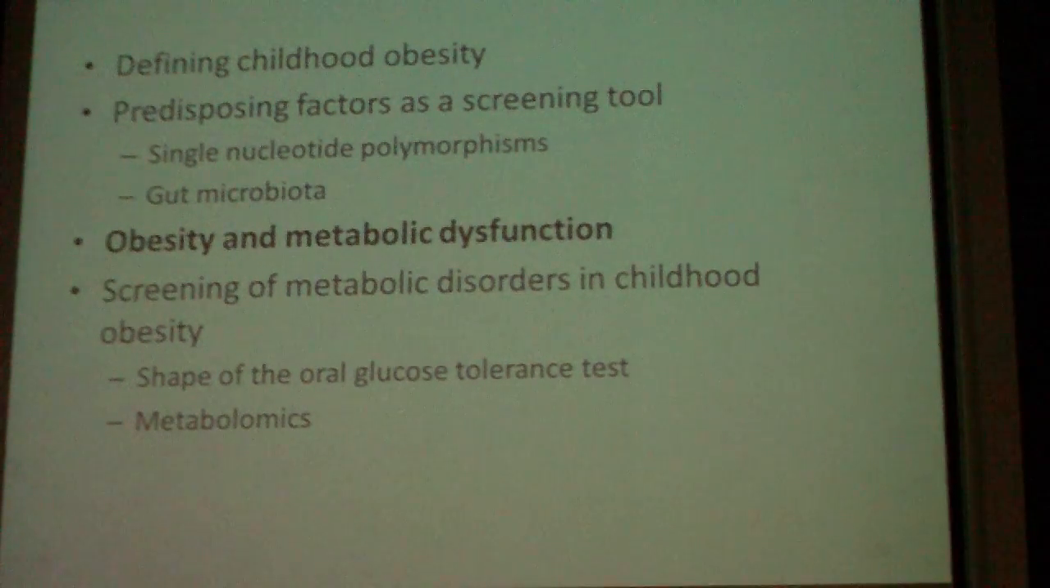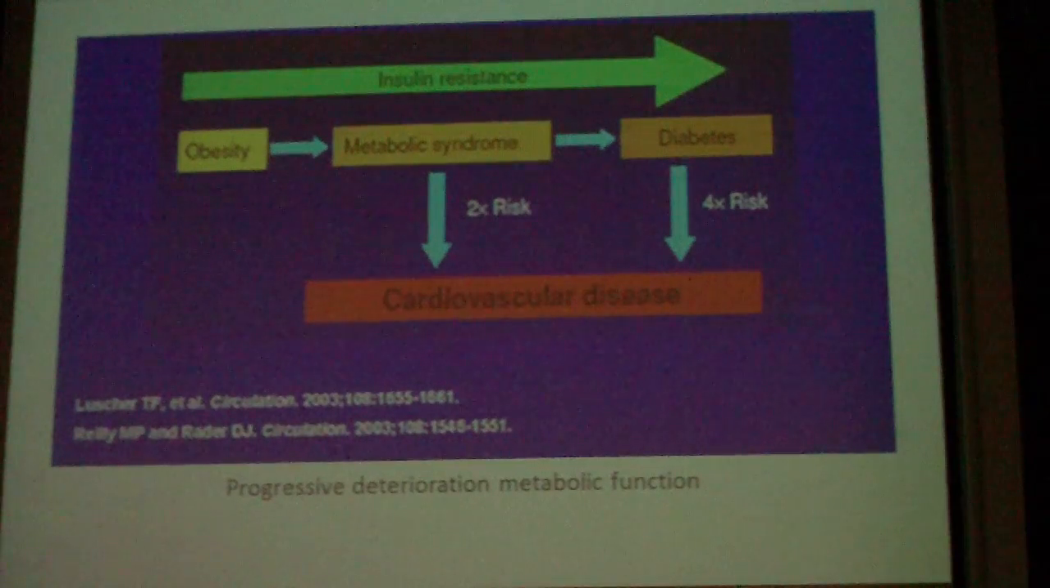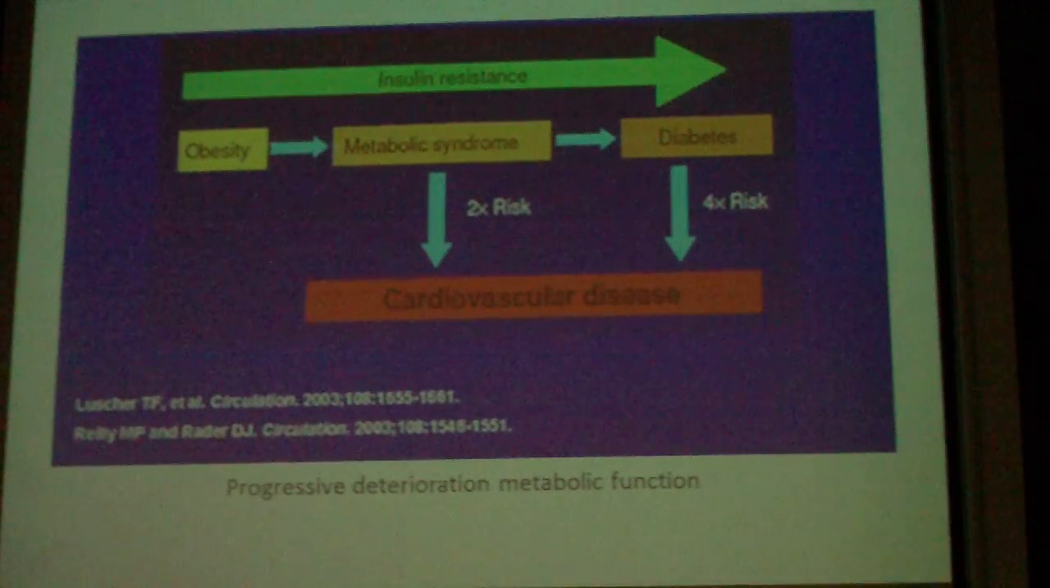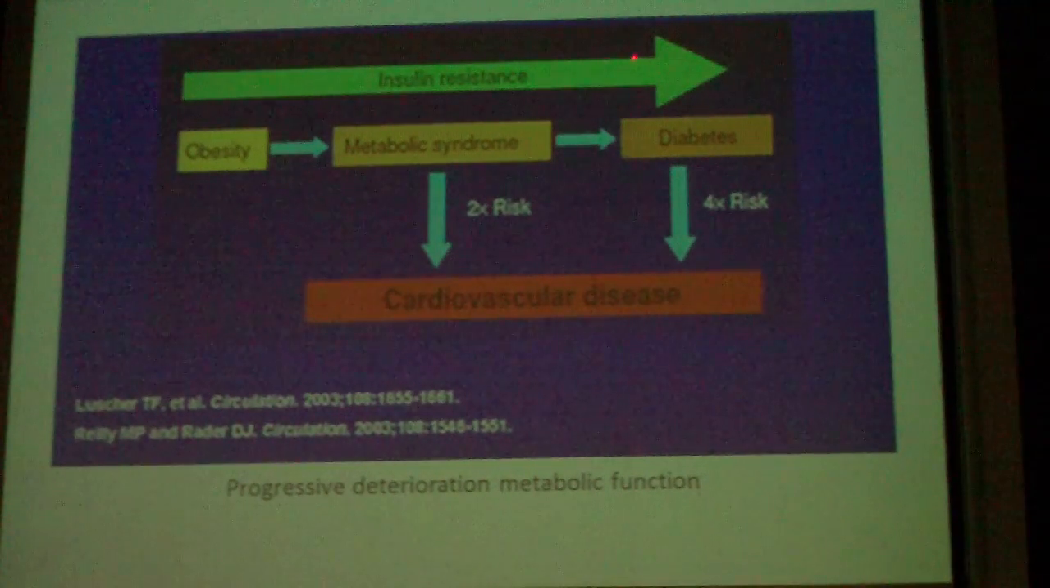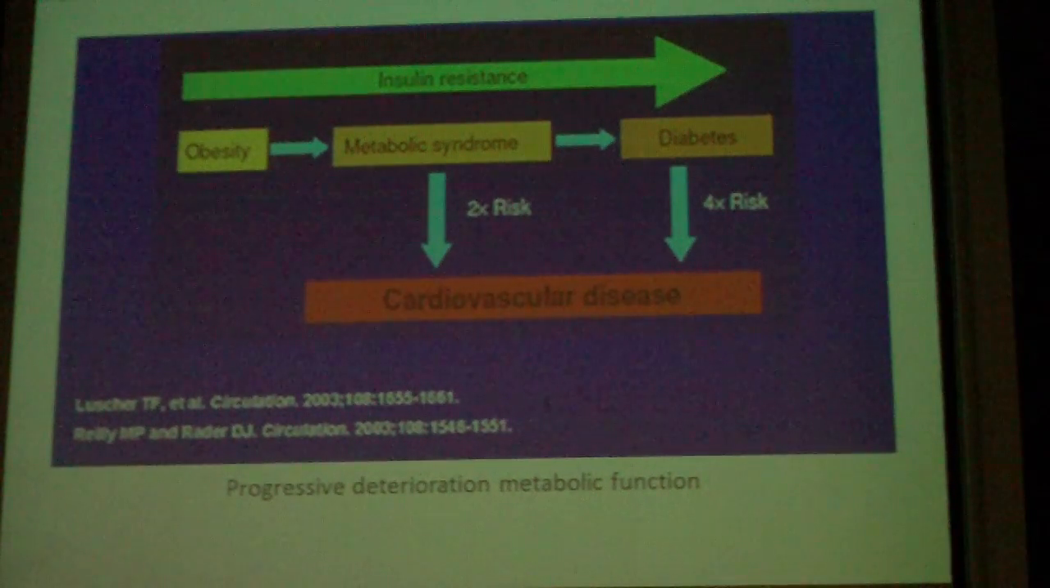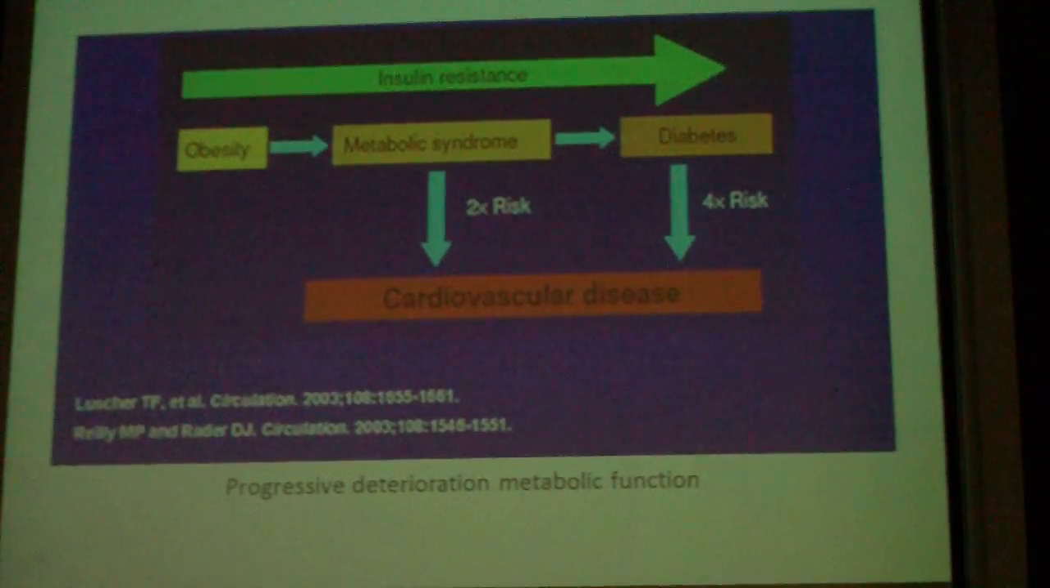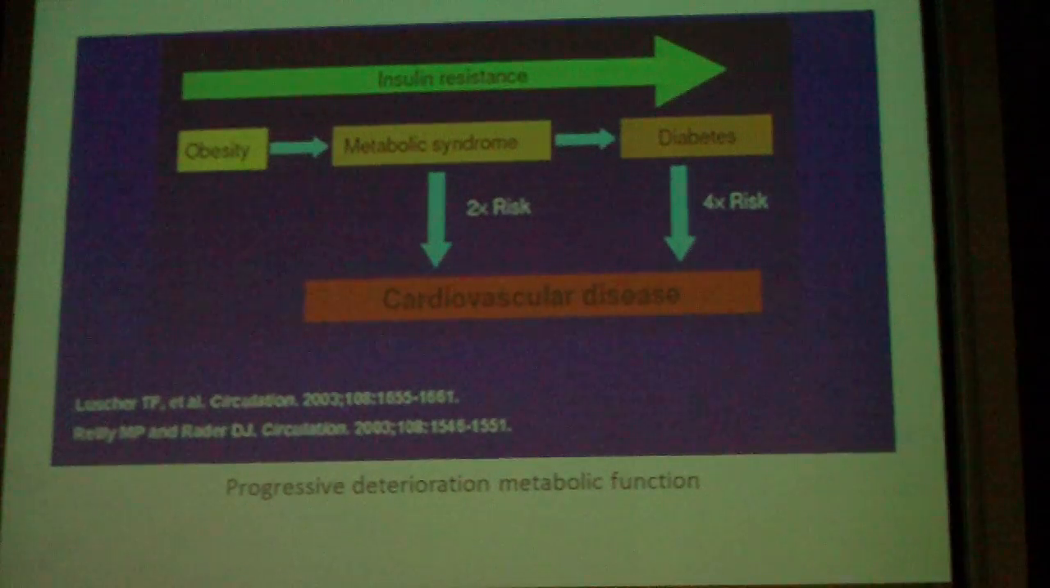So now I'm going to talk about obesity and its relation with metabolic dysfunction. We see in some children, but not in all, that at the same time as obesity they also develop insulin resistance in the body. And they have a higher risk to develop metabolic syndrome and diabetes. And when they develop metabolic syndrome, they have 2 times higher risk to develop cardiovascular disease, and 4 times higher risk from diabetes to develop cardiovascular disease.